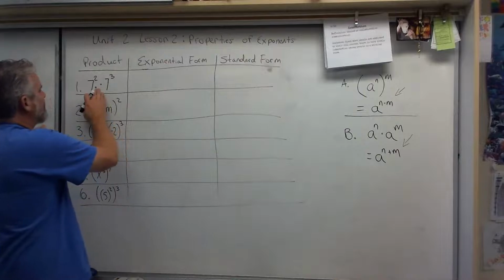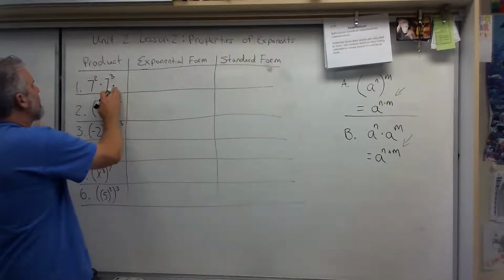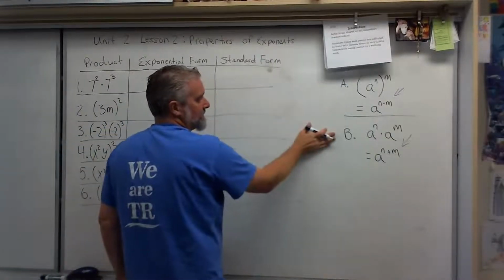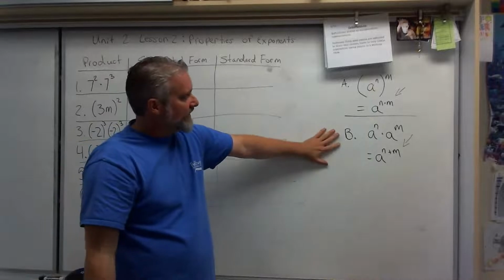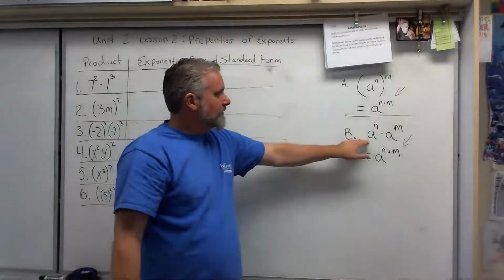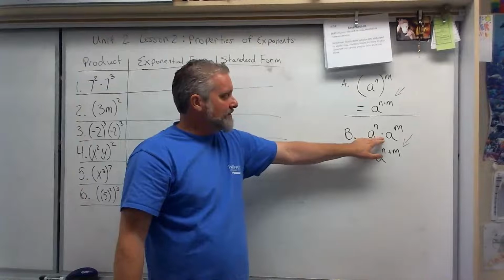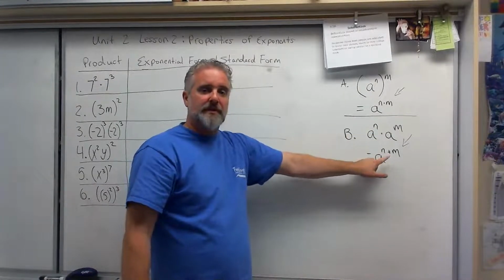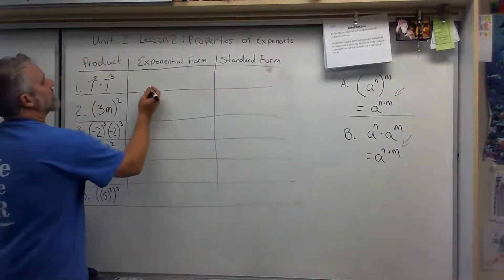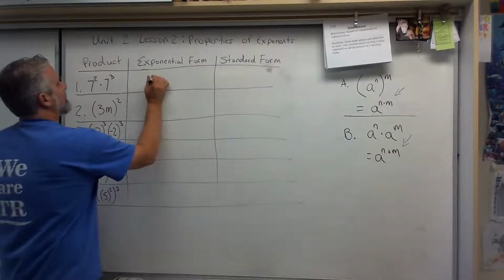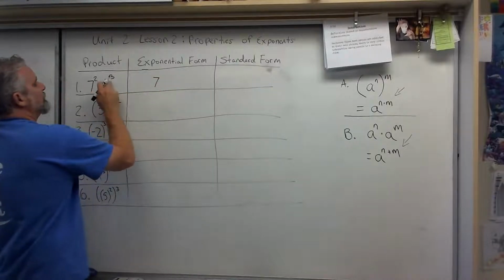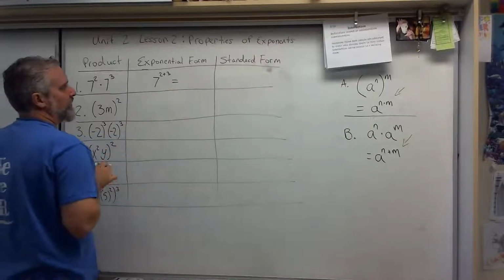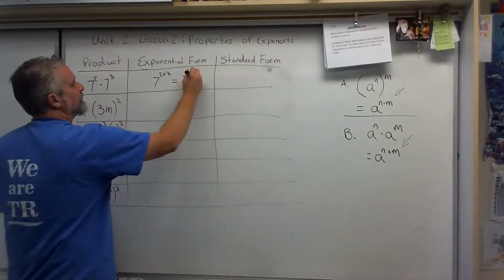This first one, we have 7 squared times 7 to the third power. So I'm going to look at this and see which one of these it most resembles. And I see that it looks just like method B. Base raised to an exponent times another base raised to an exponent. In this case, we keep the same base and we add the exponents. So I'm going to write this as 7 to the 2 plus 3 power, and then solve that as 7 to the 5th power.